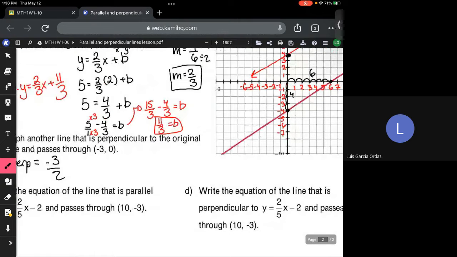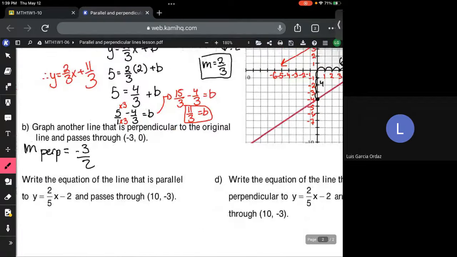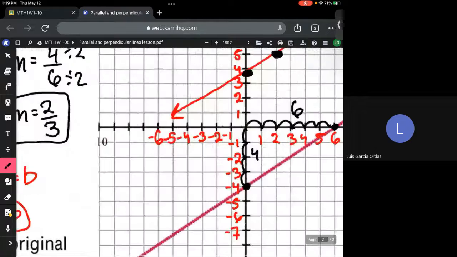So we have 1 point given on our new perpendicular line. And what's the point that we're going to use to help us graph? It's given in the question. So we're going to graph a line that's perpendicular to the original line and passes through the point -3, 0. What are we going to plot? Yeah, you're going to plot -3 and 0.